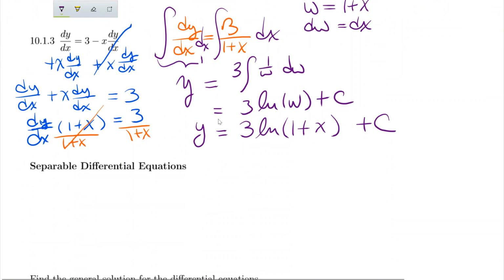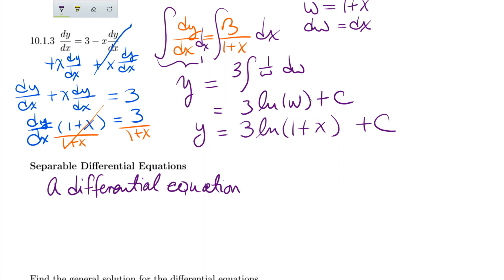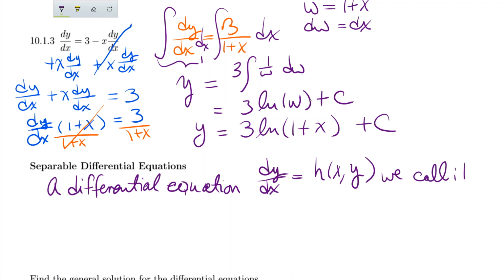So this is something called separable differential equations. This is when I have a differential equation that looks like, the derivative of y with respect to x is equal to some function of x and y. So I'm just going to call it h. I don't know what h is, doesn't matter. This is just kind of like a placeholder. We call it separable if you can write it like the following.